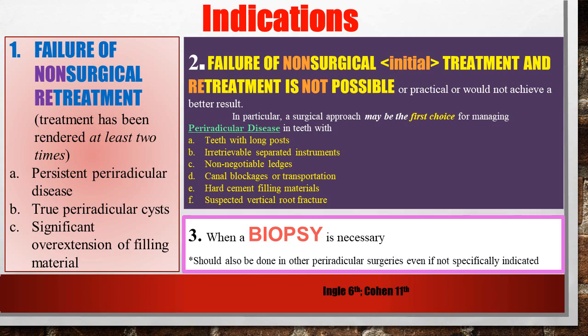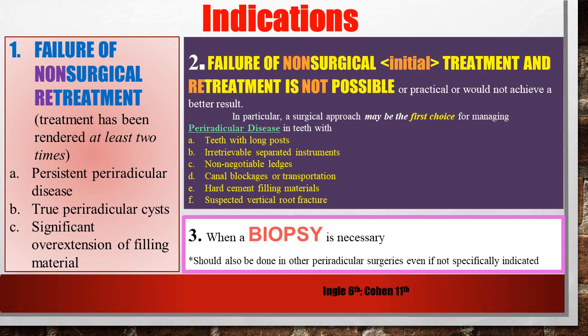Hard cement filling material. So you have used something like MTA or Biodentine to perform your apexification or apexogenesis. The patient comes back after maybe 10-15 years and you see that there is a huge lesion. Okay, it is not going to be possible for you to actually go through your MTA and Biodentine because they are very, very hard materials. It's not easy to remove them. So in such cases, you will have to perform your surgical endodontics.